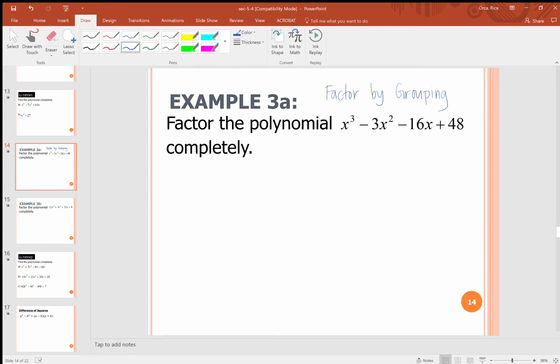Welcome back, class. Today I am going to show you how to factor a polynomial by grouping. And you use this method if the polynomial has 4 terms.